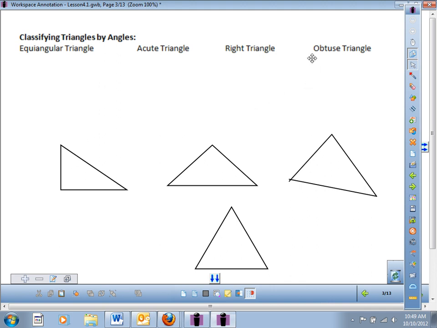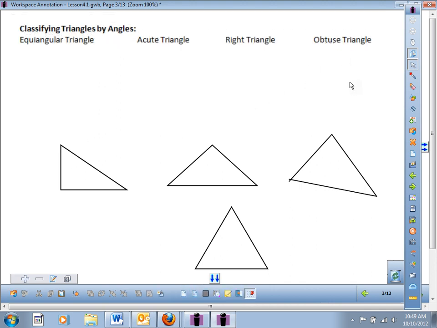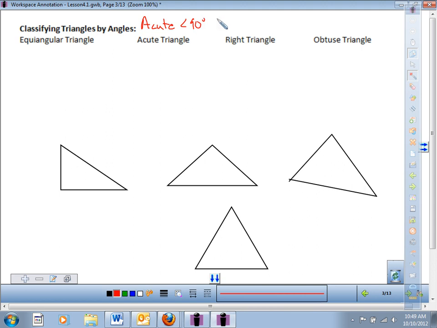Now, if we classify them by sides, we can also classify them by angles. So what we need to remember now is our types of angles. We have acute, which is less than 90. We have right, which is equal to 90. We have obtuse, which is greater than 90 but less than 180. Okay, and then we also have that straight angle.